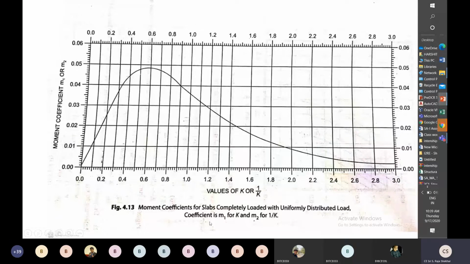Coefficient m1 is read for k. For k, we have to read m1. From 1 by k, we read the coefficient m2. So from this curve, if the k value is 0.87 or so, the corresponding value is m1.